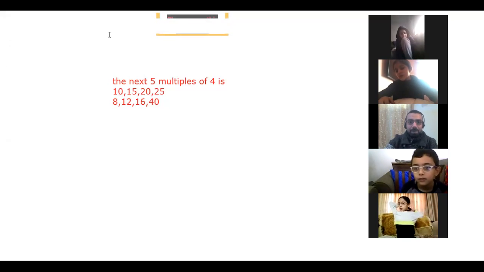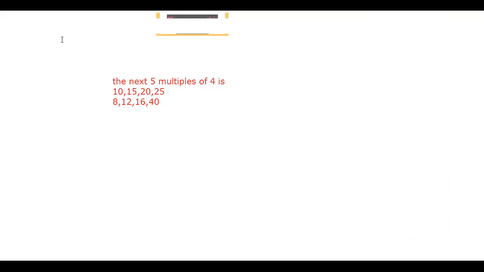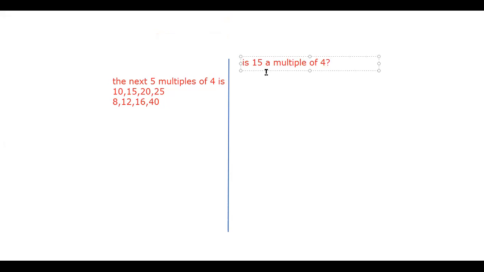Okay. Now this is the first way you will see the questions about the multiples on the exam. Now the second way I will ask you something like that. Is 15 a multiple of 4? Yes, no. Okay, so is 15 a multiple of 4?